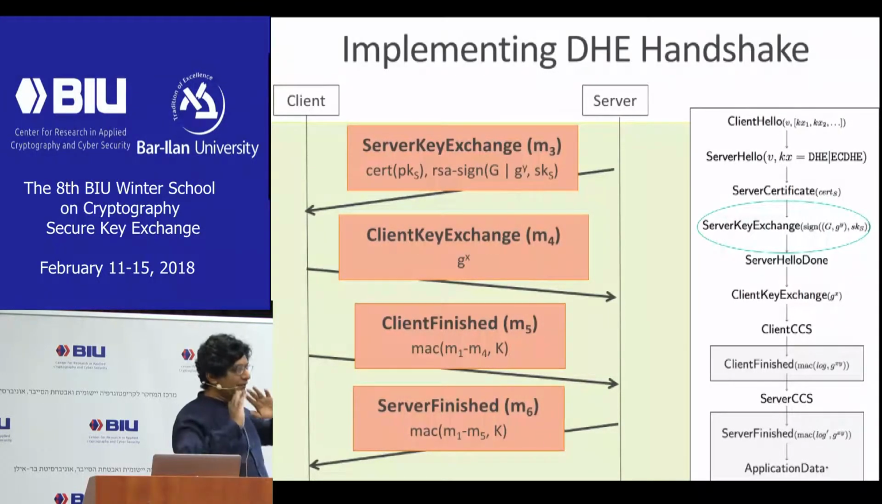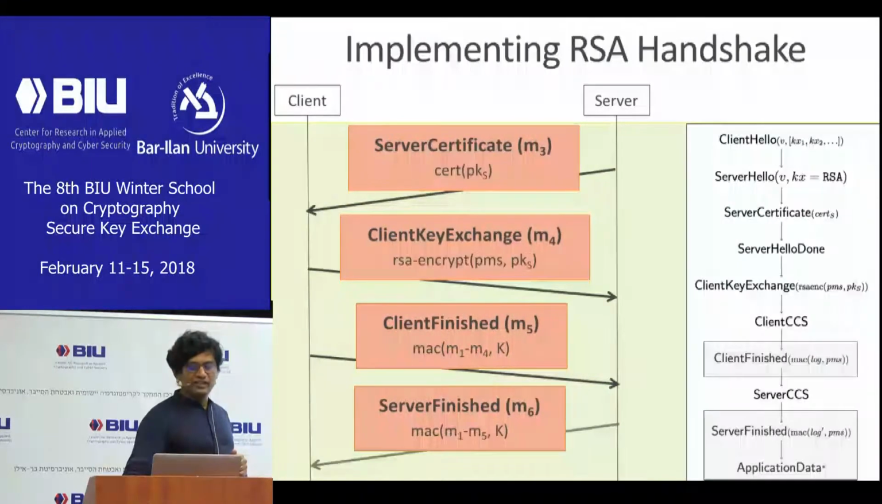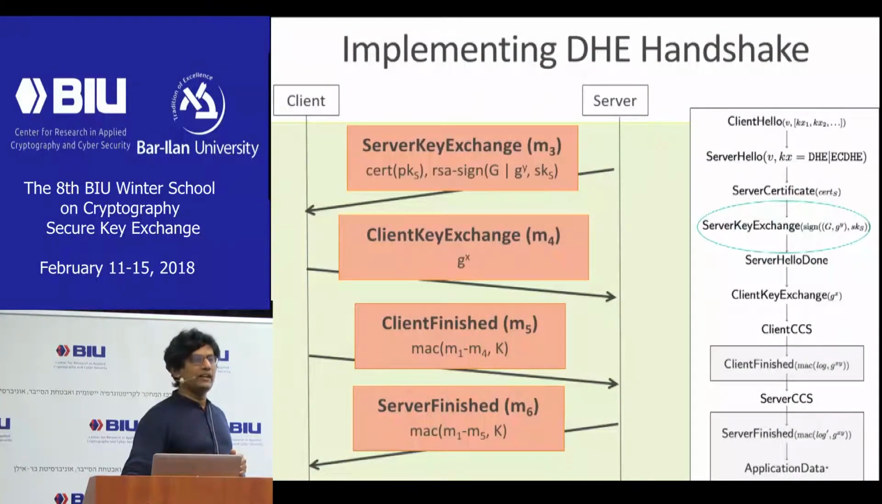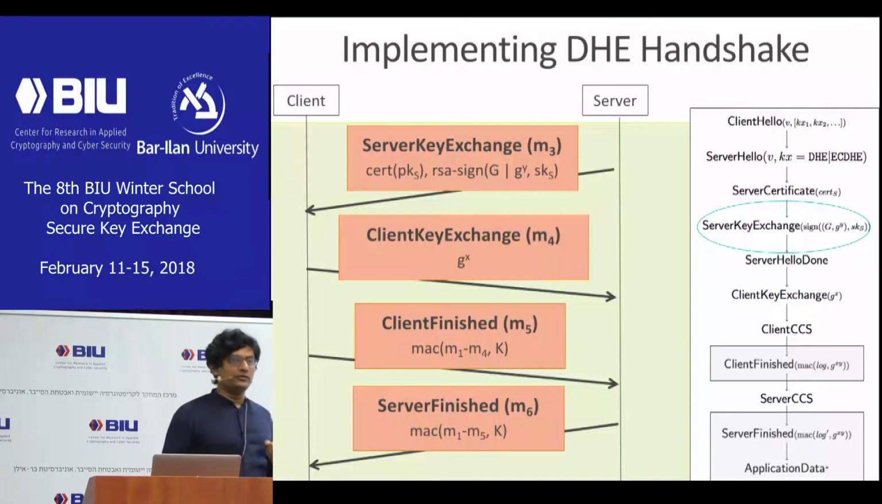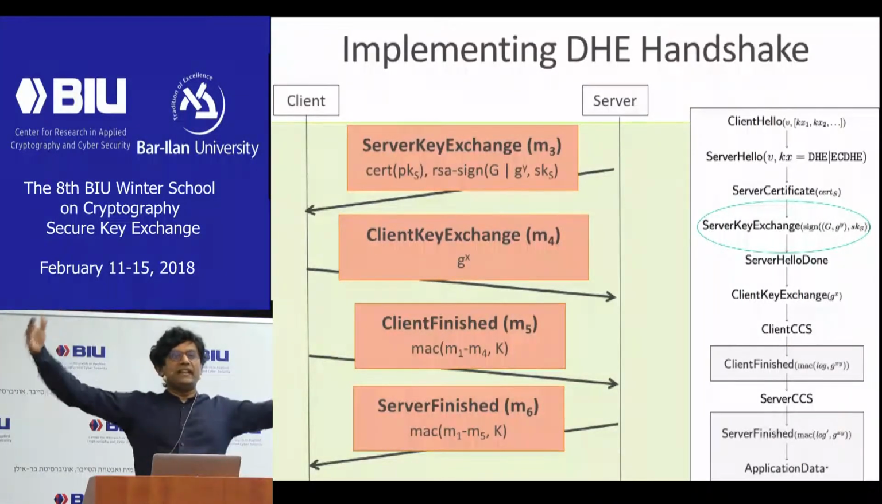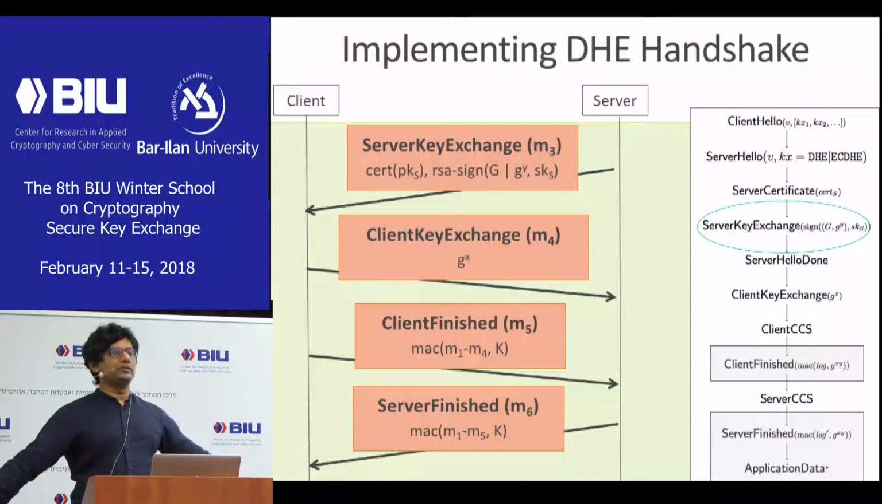But if I just look at the shape of the state machine, forgetting the contents of the messages, the only difference between RSA and Diffie-Hellman is that there is an extra message in Diffie-Hellman. It sits between the server certificate and server hello done. There is this extra message called server key exchange. So if I'm trying to implement these two modes together in my code, I'm not going to have completely independent implementations of the two protocols, right?